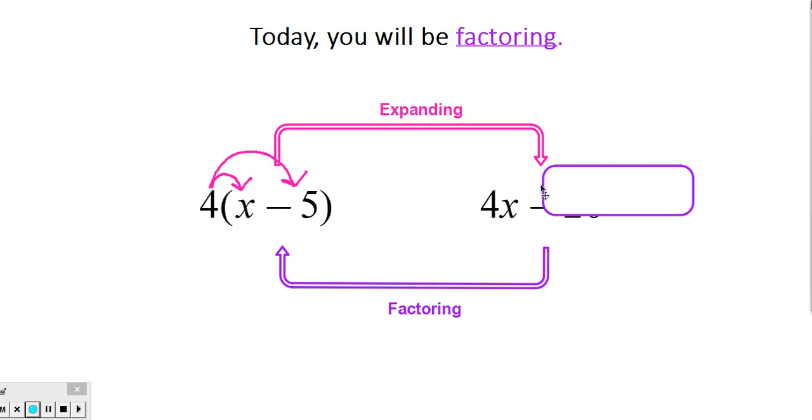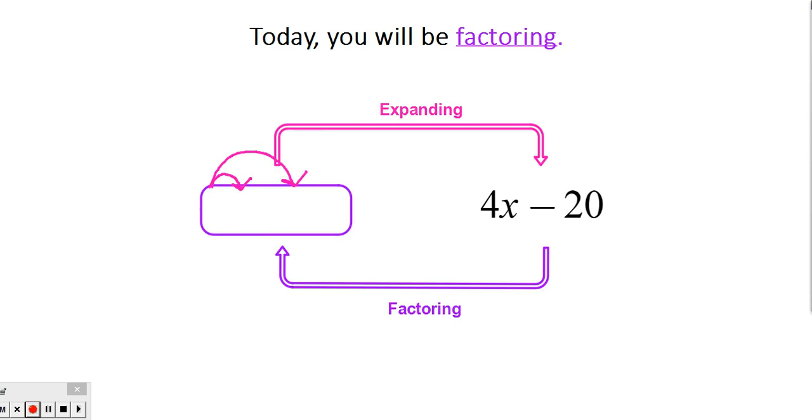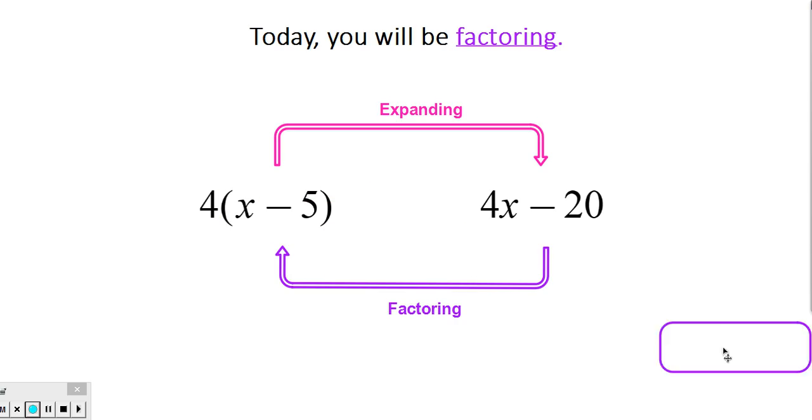But if you're going backwards, let's say that you were starting with this, and there is no parentheses. If you're factoring, you're going backwards. The greatest common factor of 4 and 20 is 4, so that's why you take the 4 out. And now you got to figure out the numbers inside parentheses, which will be x minus 5. So if you're checking again, 4 times x gives you 4x. 4 times negative 5 will give you negative 20. And this is what we'll be working on today.